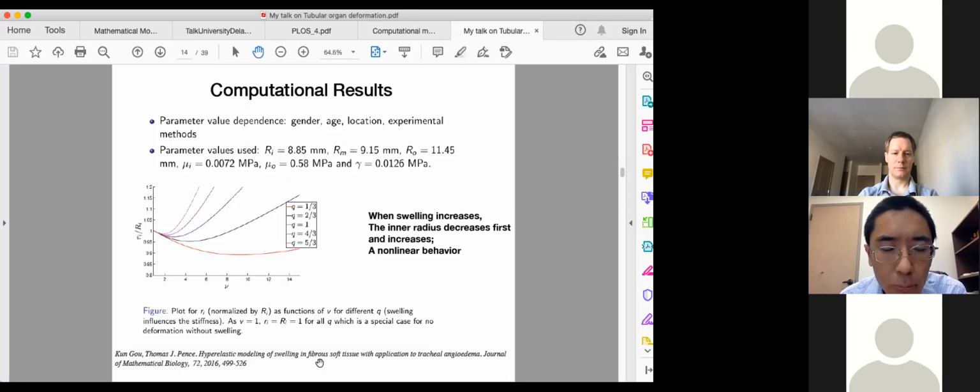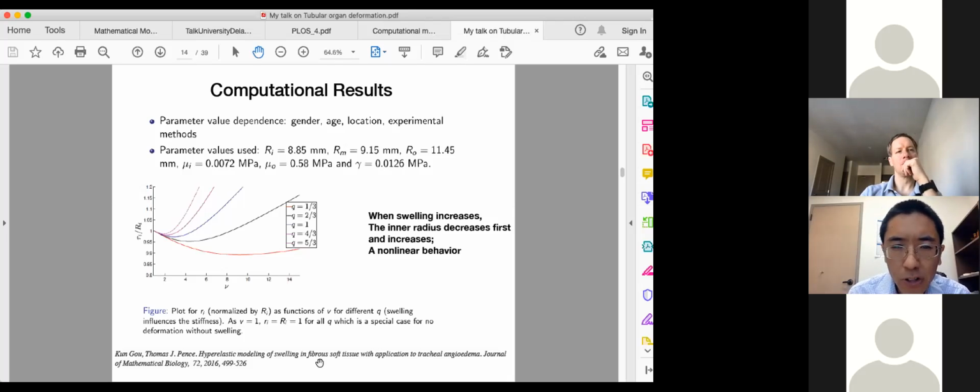Then let's see some computational results. The parameters: we have the radius parameters R_i, R_m, and R_o, also the shear moduli mu_I and mu_O. Mu_I is the shear modulus for the inner layer, which is very soft. The shear modulus for the outer layer is bigger since the tissue there is harder. Also the fiber stiffness, gamma. Those parameters are from other literature.